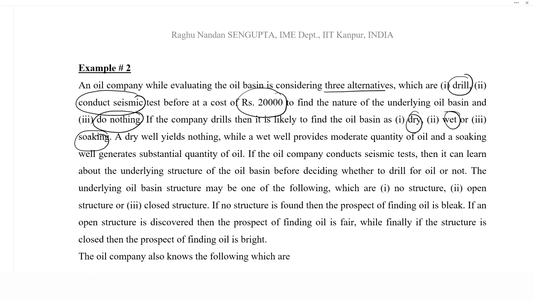So, let me continue reading it. If the oil company conducts seismic test, then it can learn about the underlying structure of the oil basin before deciding whether to drill or not to drill. Depending on the test, it can be found out that there is no structure, there is an open structure, or there is a closed structure. If no structure is found, then the prospect of finding oil is bleak. If an open structure is discovered, then the prospect of finding oil is fair, while finally, if the structure is closed, then the prospect of finding oil is bright.